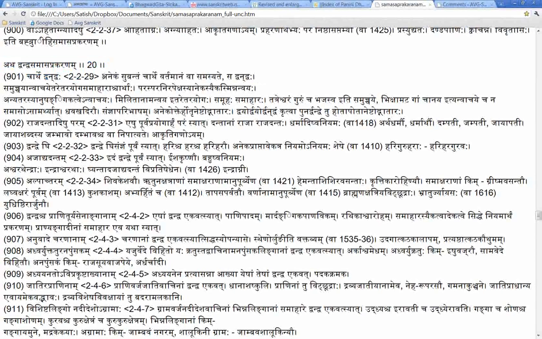Anekam Subantam Charte Vartamanam Va Samasyate Sa Dvandvaha. One more time: Anekam Subantam. Make it a practice from today. When you repeat a sutram, which is of course top priority, the next priority is to repeat the vritti in the Kaumudi: Anekam Subantam Charte Vartamanam Va Samasyate Sa Dvandvaha.